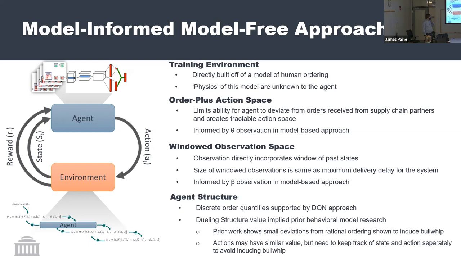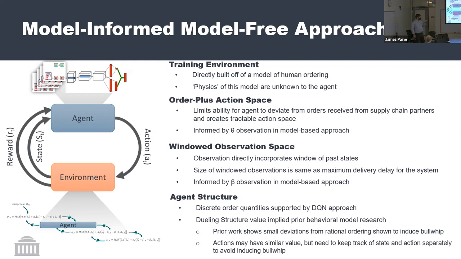The order plus action space is somewhat informed by the high theta observations from the beginning point. So you could have an infinite space and say, okay, I'm going to let my agent choose between zero and 100 units. Instead, what mine says is that I'm going to pin it in a window around the incoming order. So to a degree, my agent's decision is still ultimately pegged to the incoming order that it's receiving at the end of the day. Part of this makes the problem tractable. You can then move in the spaces you want. But even that choice, in my mind, maps a little bit to that theta observation before.